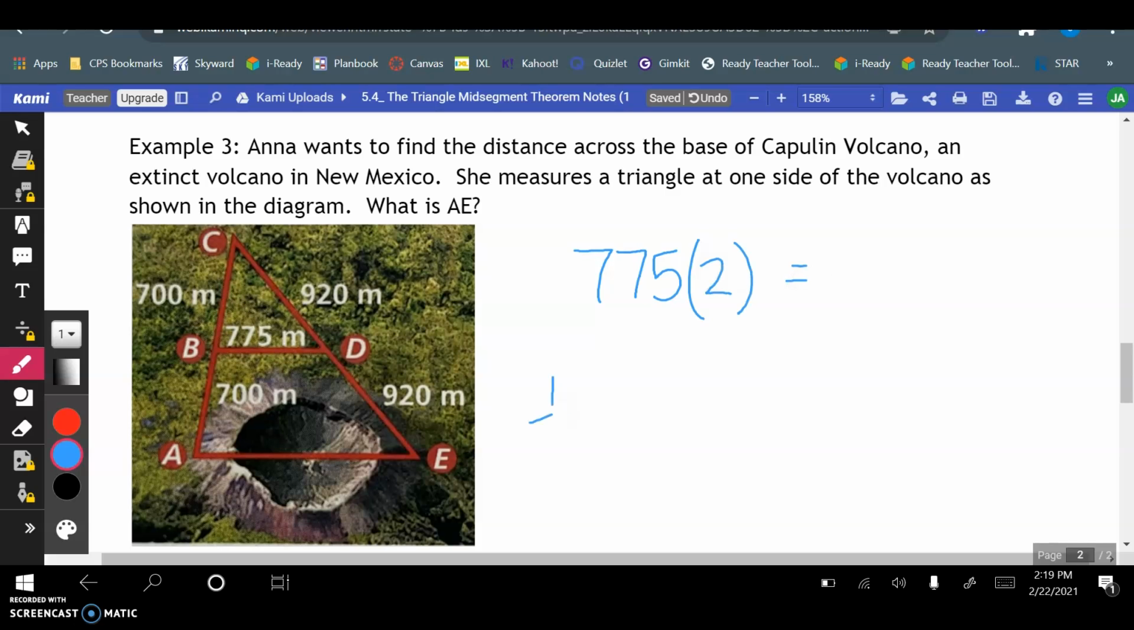Or you could think about it like this. Half of our segment AE, I'll call it X, is going to give us, we're not writing a fraction here, we're writing 775. Then I would have to divide both sides by 1/2, and dividing by 1/2 is the same thing as multiplying by 2. So 775 times 2 is 1,550, and these are meters.